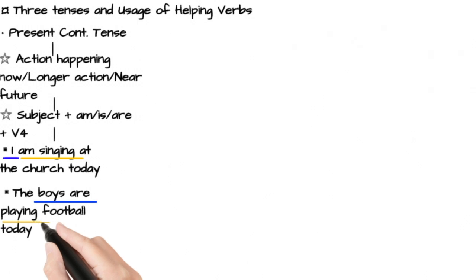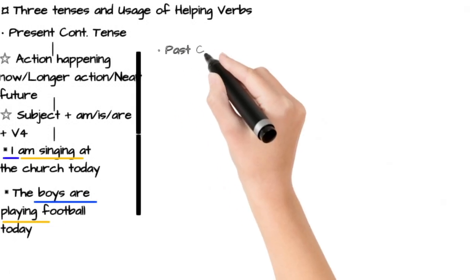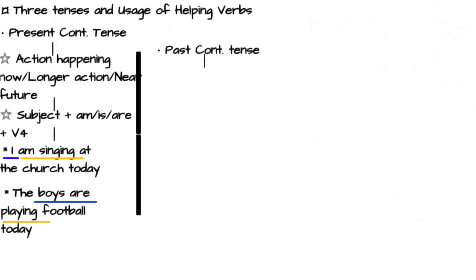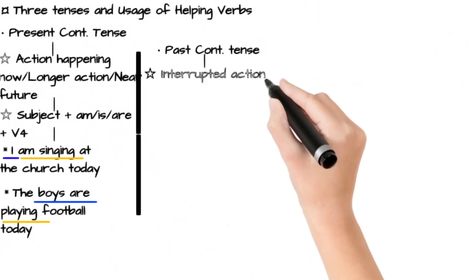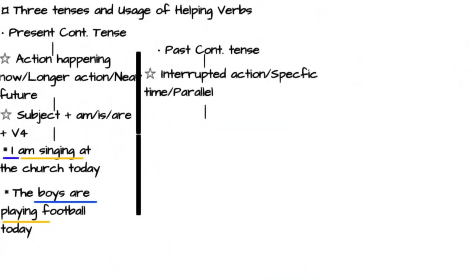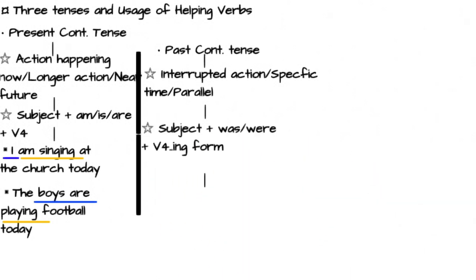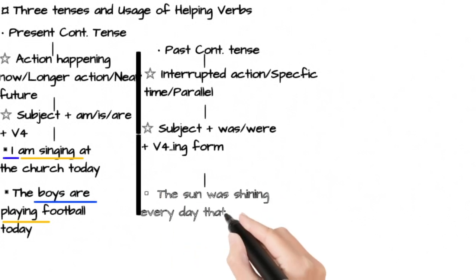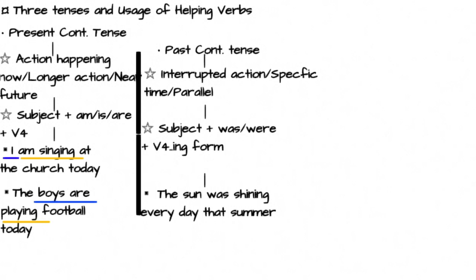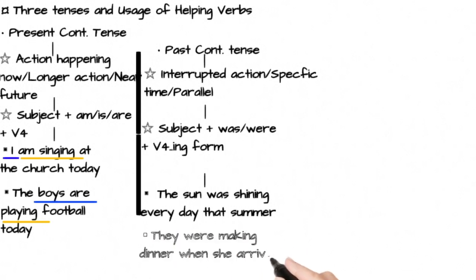The second tense that we learned is the past continuous tense. It is used for interrupted action in the past, or a specific time as an interruption in the past, or parallel actions in the past. The structure is subject plus was or were plus V4, that is the ing form. Example: the sun was shining every day that summer. Next example, they were making dinner when she arrived.